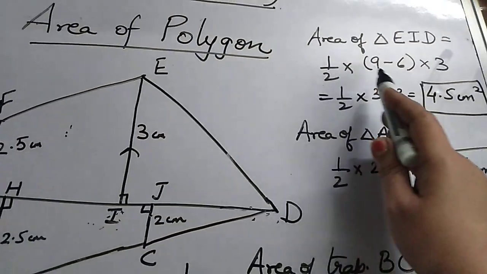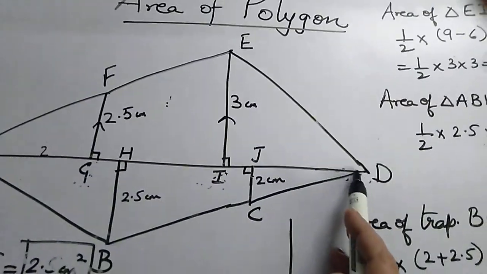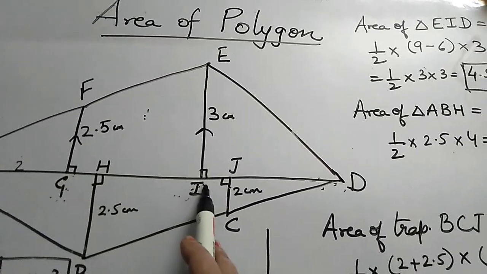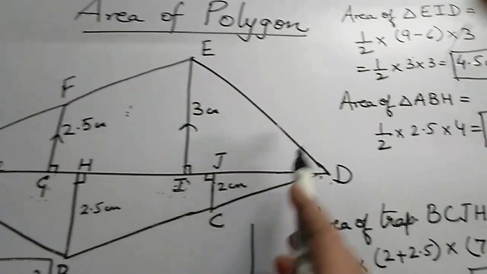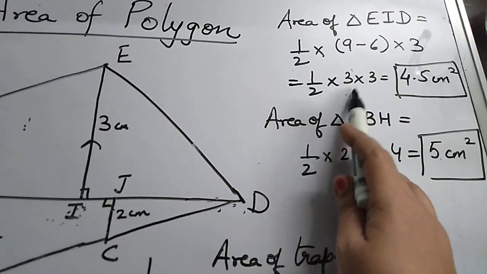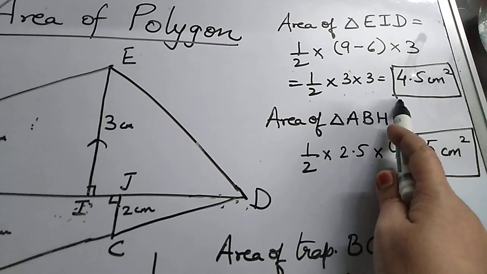So half into 9 minus 6. Why 9 minus 6? Because the distance from A to D is 9 and A to I is 6. So 9 minus 6 is 3 centimeters, and height is 3. So half into 3 into 3, 9 divided by 2 is 4.5 centimeters square.